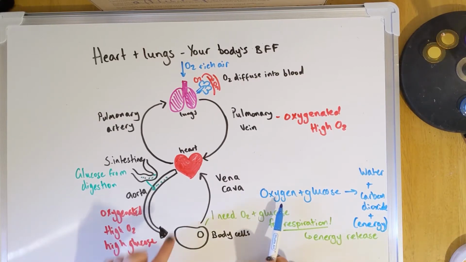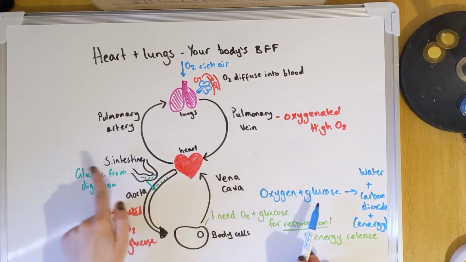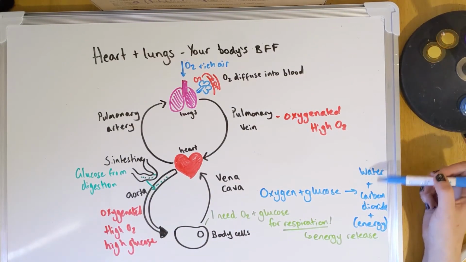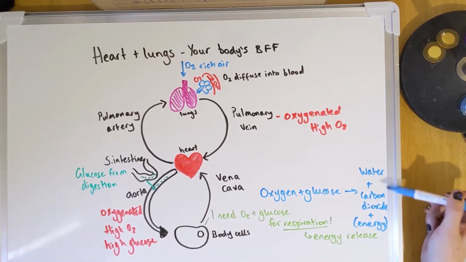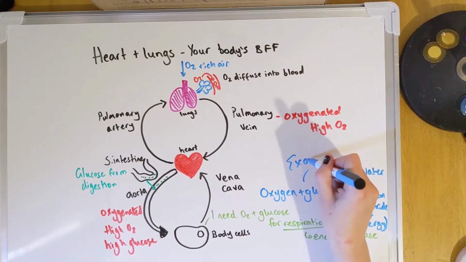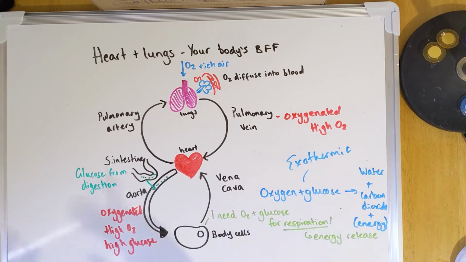So that oxygen that's come from the lungs and the glucose that's come from your intestines and your digestive system are going to react to synthesize, put together, water and carbon dioxide, and it will release energy. So this is an exothermic reaction. Exothermic, remember, exo, exit, letting out energy.